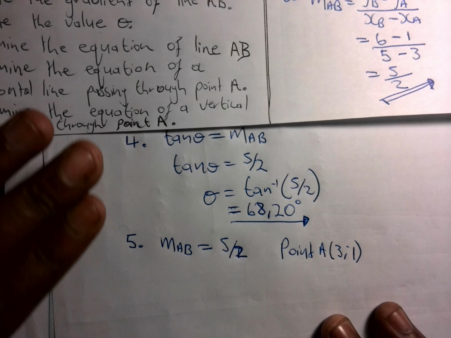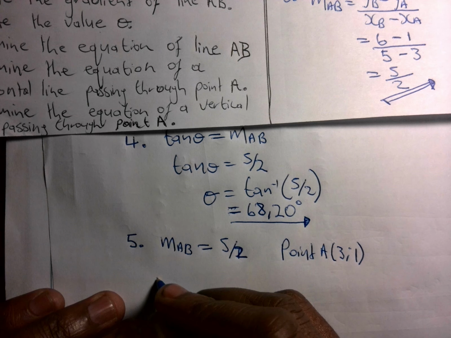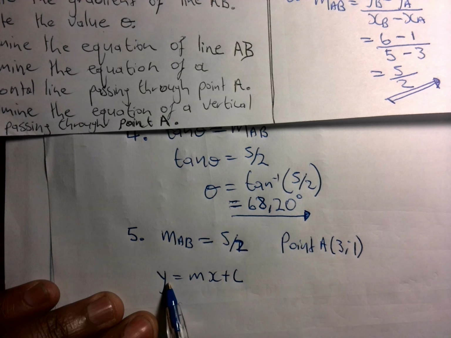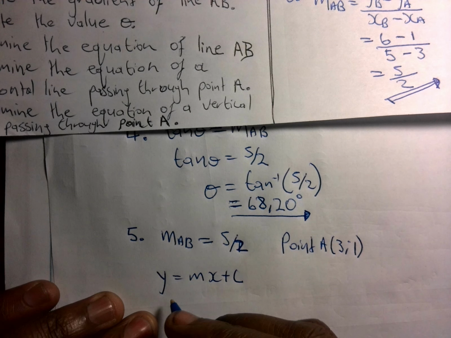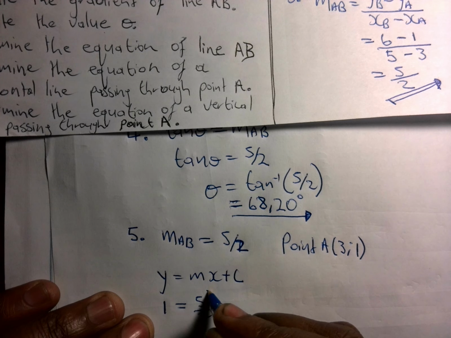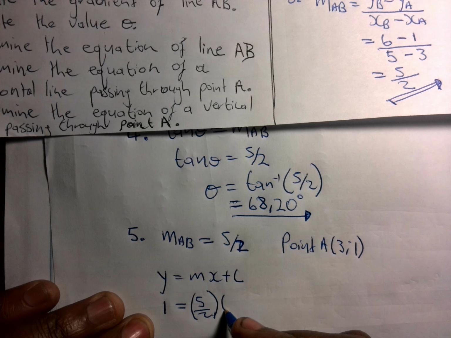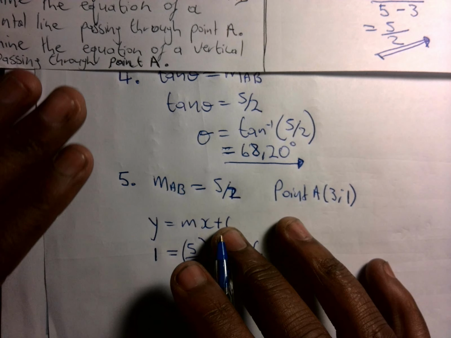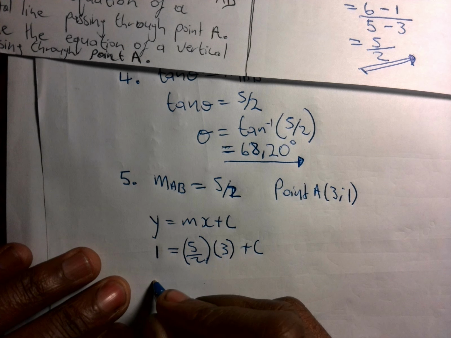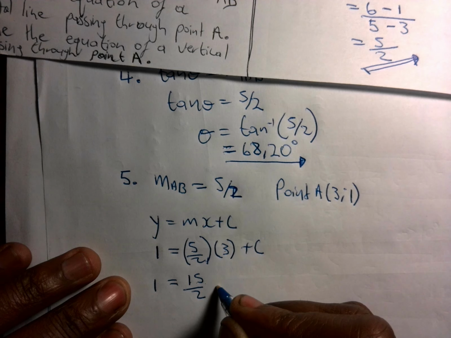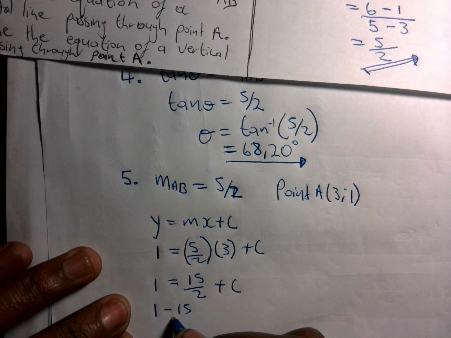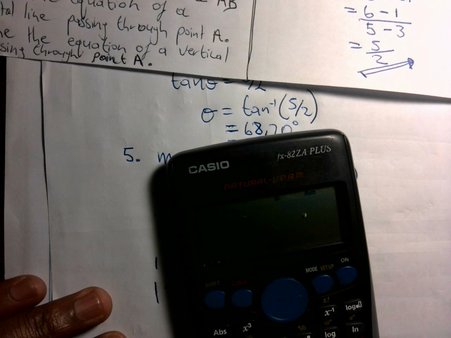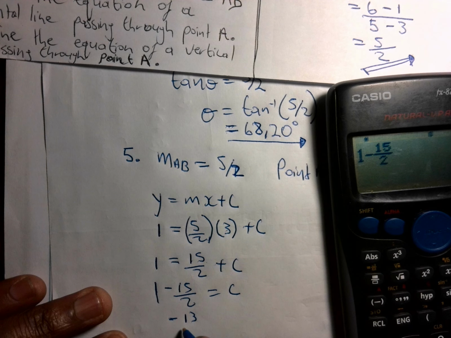The first one is going to be y is equal to mx plus c. With this one, we just substitute the point where we see y and x, and the gradient, and we solve for c. So we're gonna say 1 is equal to m is 5 over 2, and x is 3, plus c. So 1 is going to be equal to 15 over 2 plus c. We transpose this, 1 minus 15 over 2 is equal to c. And 1 minus 15 over 2 is negative 13 over 2. We're gonna have negative 13 over 2 on this side, which is equal to c.